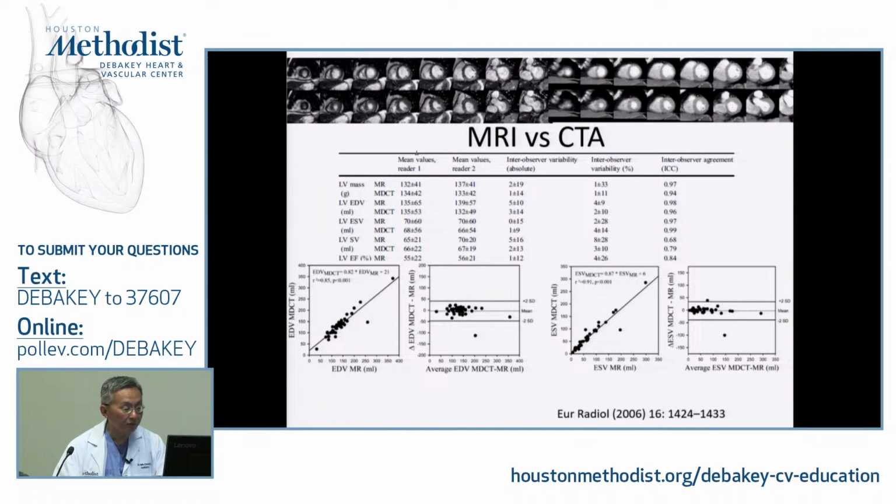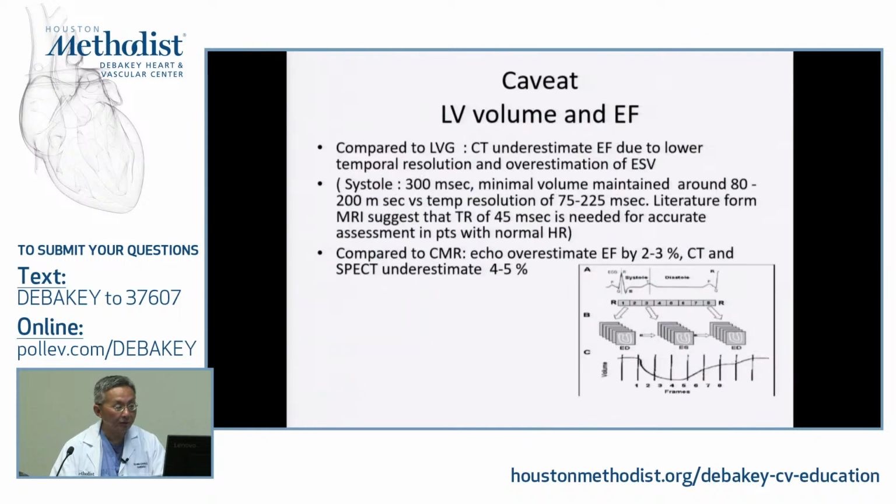For research purposes, maybe there's a difference, but for clinical use, barring major rhythm differences between the two studies, you should get a very similar number with MRI. Okay, the EF and volume, the same problem. With the gated, this is also gated.